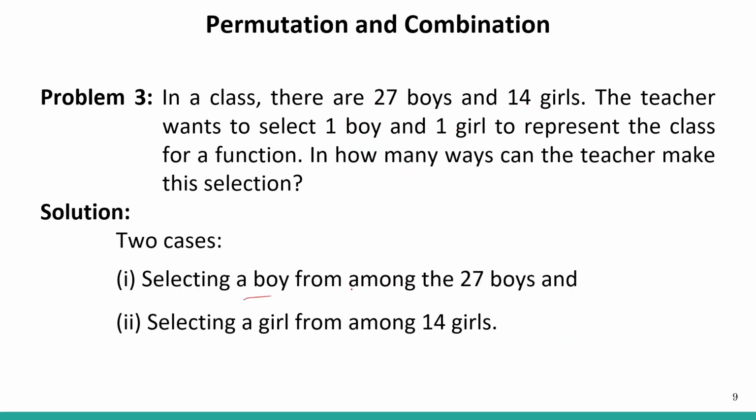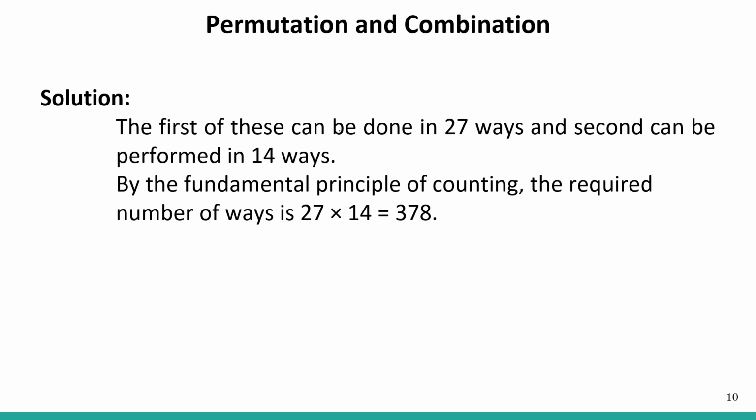So selecting a boy from among the 27 boys and selecting a girl from 14 girls, that is what we need to consider separately, and then we can multiply those two. The first can be done in 27 ways, that is selecting one boy out of 27. For each boy it will be one way, so since 27 boys are there, it will be 27 ways. And the same goes for the girls: since 14 girls are there and you need to choose only one, there are 14 possible ways. So 27 into 14 is equal to 378. This is what we need to consider as the answer.